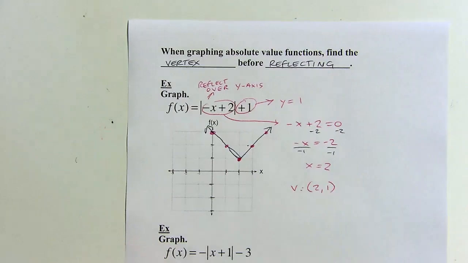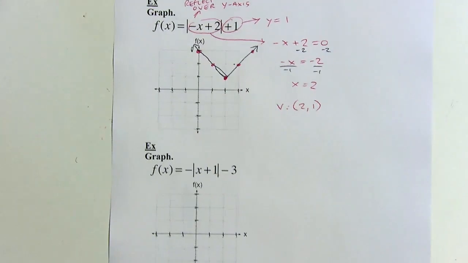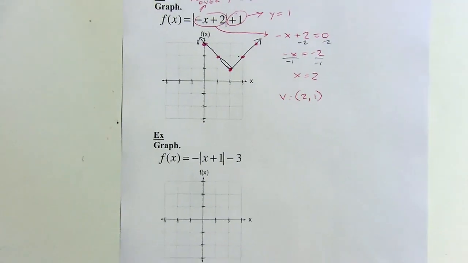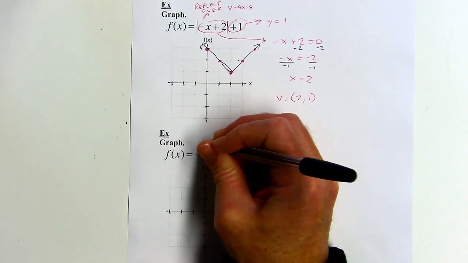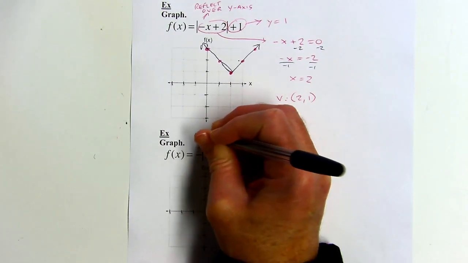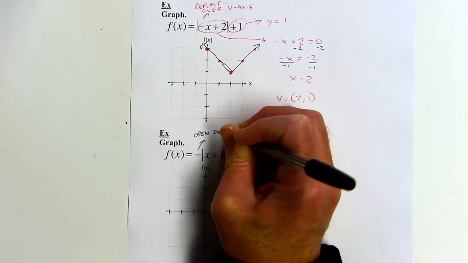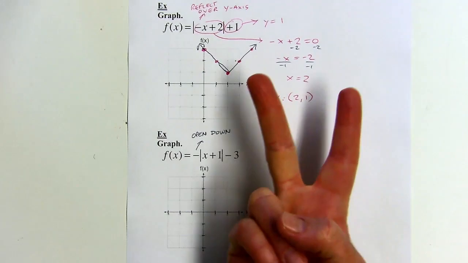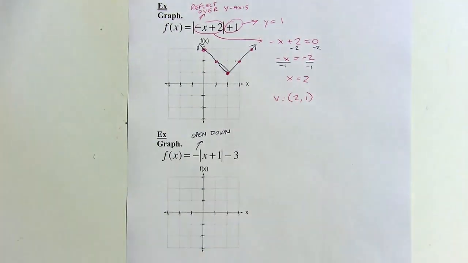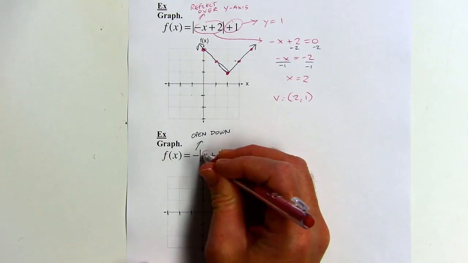All right, let's try another one. This one has that negative in a different spot, so this is going to open down. That is important to recognize. This is going to be a reflection over the x-axis, which is going to take my V and flip it upside down, right?